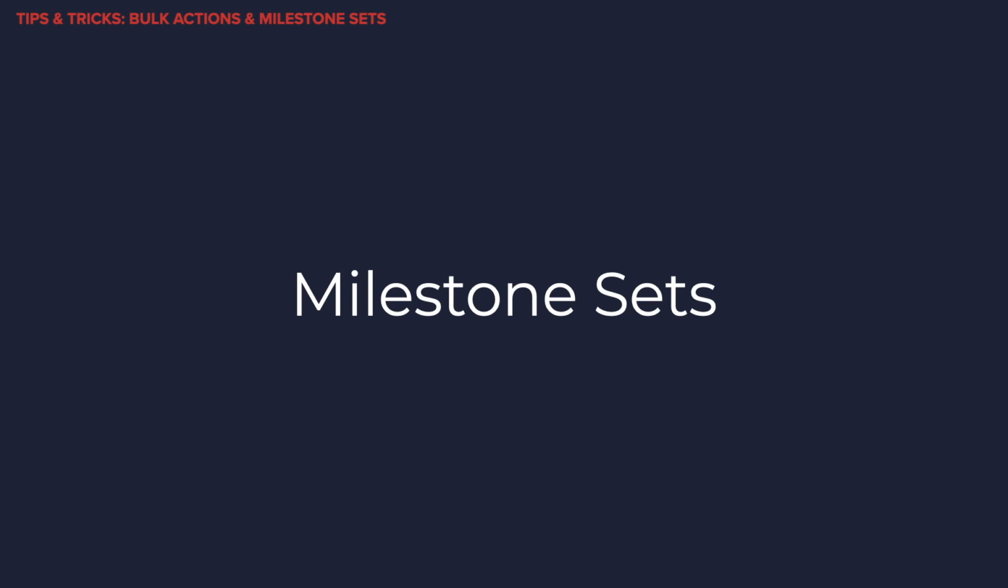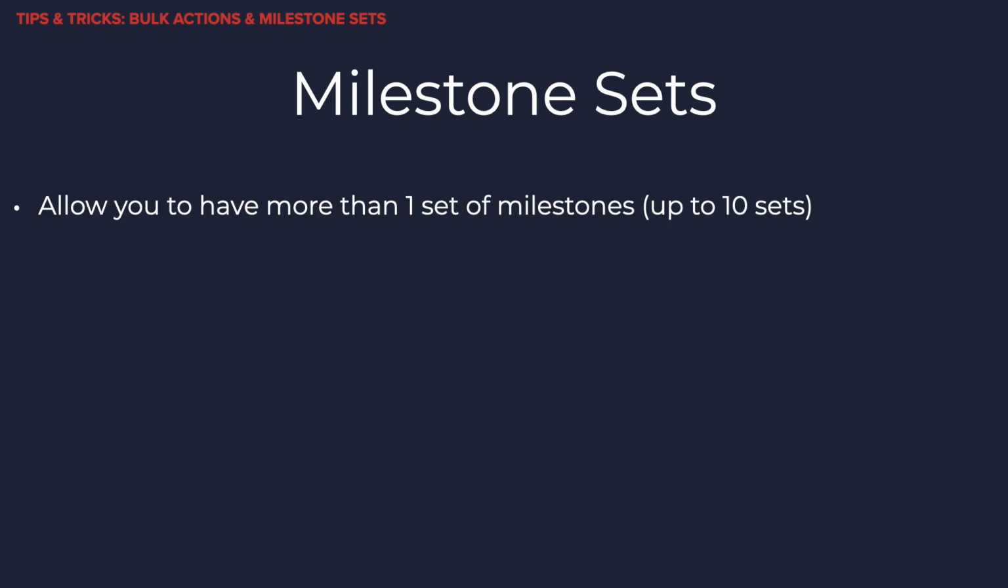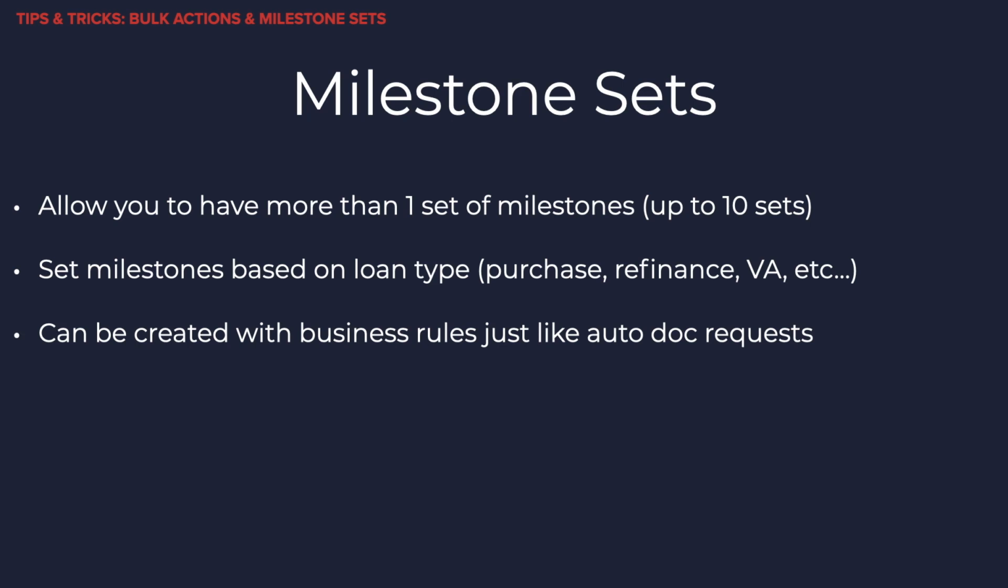All right, let's go ahead and talk about milestone sets now. So milestone sets allow you to have more than one set of milestones. You can actually have up to 10 milestone sets. You can set your milestones based on loan type, for instance. You can select different milestone sets for purchase, refinance, VA, or any other milestone sets you may need. They can be created with business rules, just like auto doc requests.